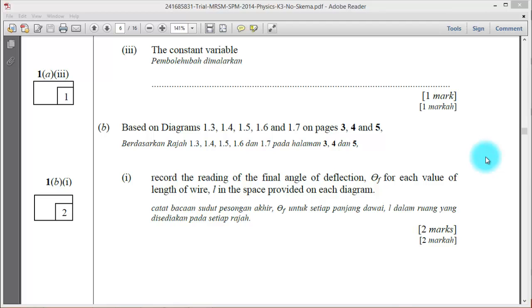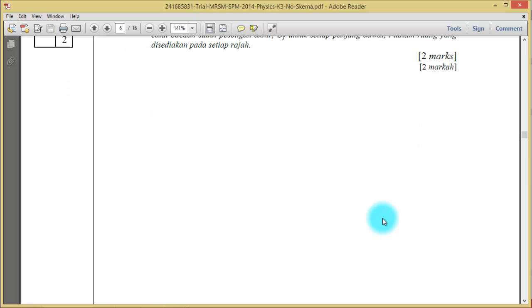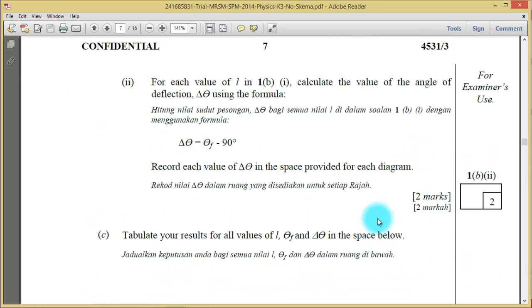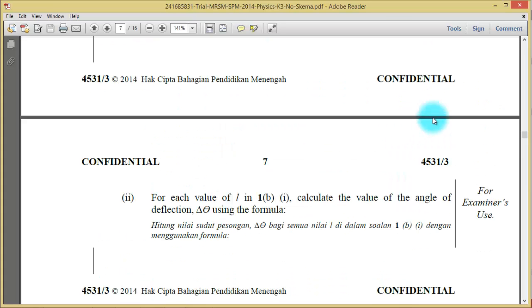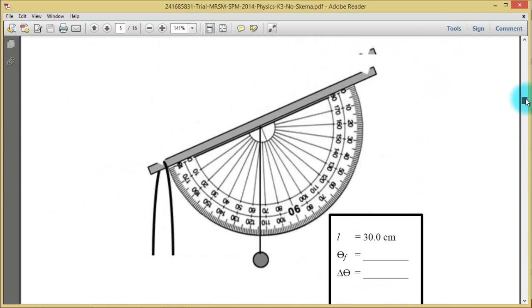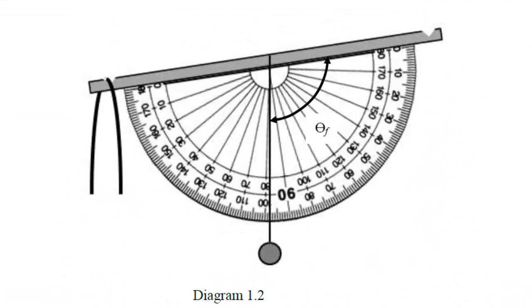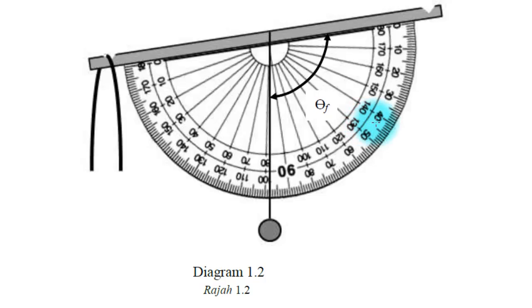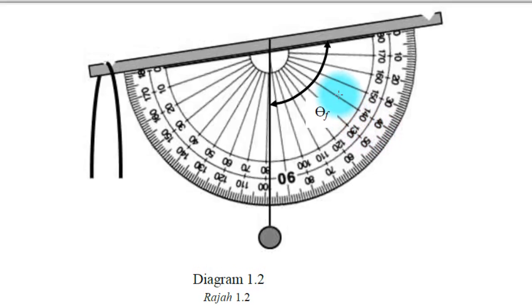Okay, 1B. Record the reading of the final angle of deflection, theta F, and calculate the value of delta theta by using the formula delta theta equals theta F minus 90 degree. Okay, we look at the diagram. Look at the guideline. So where's the guideline? Okay, here. Diagram 1.2 shows where you should measure theta F from.